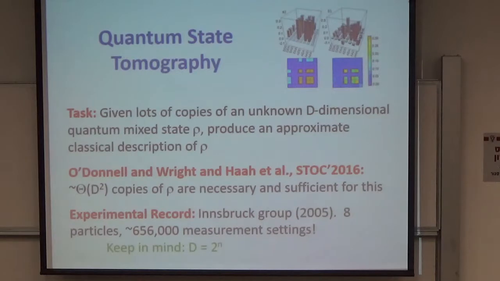I think the world record for doing full tomography of an unknown quantum state was by the Innsbruck group about a decade ago, where they were able to learn the state of an 8-qubit trapped ion system. It took about 656,000 different measurement settings. I don't know how many students were involved in doing all the measurements, but it took them quite a while. To do it for 10 qubits, forget it. It's just not going to happen.